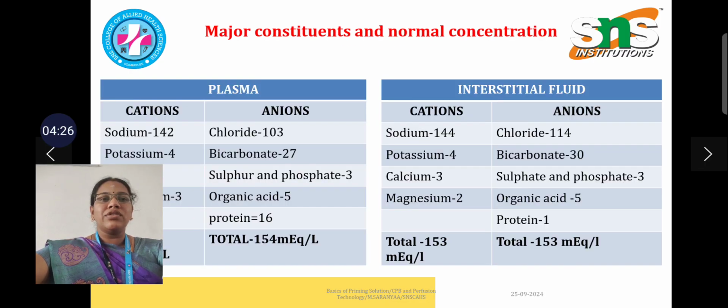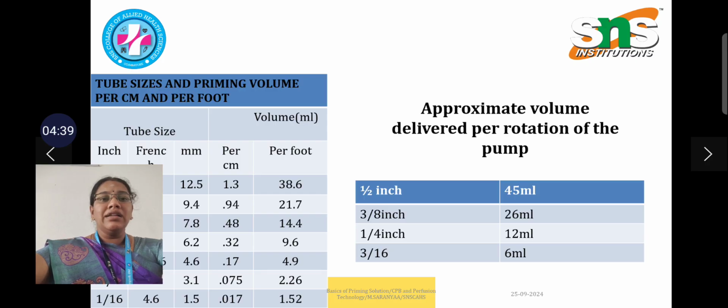Here are the major constituents and the normal concentration of the plasma and the interstitial fluid, which the priming solution has to meet, equal to 154 milliequivalents per liter. And here I have mentioned the different sizes of tubing and, per centimeter and per foot, the priming volume occupied in the tubing.